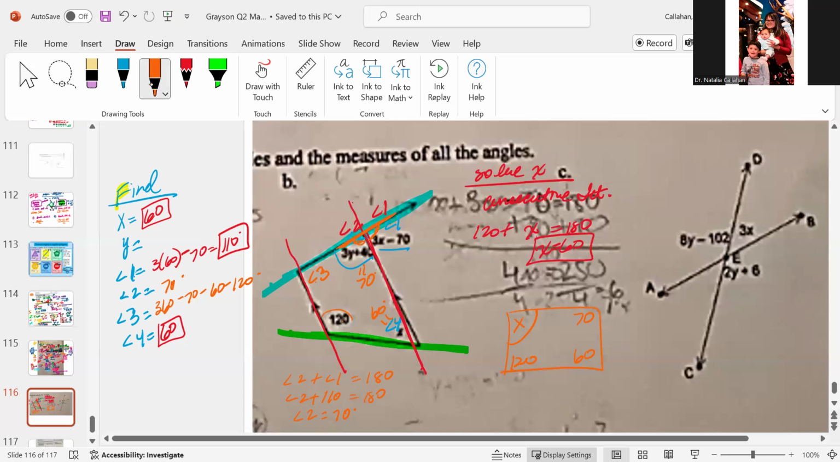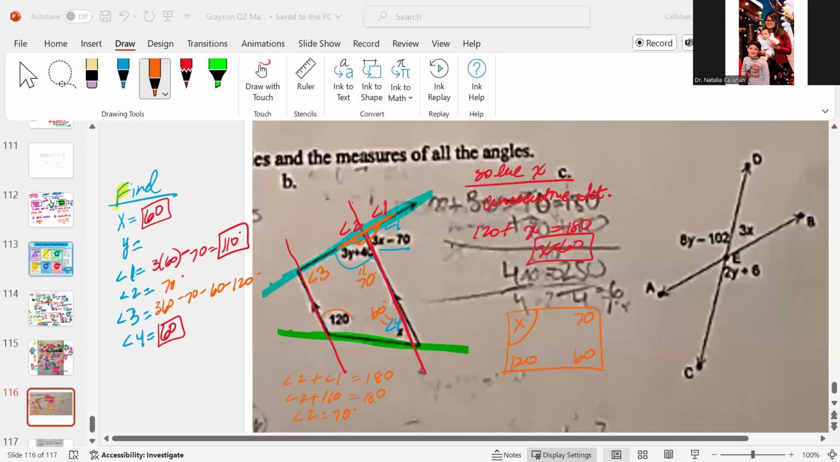Let me know when you're done. Angle 3 is 110 degrees.